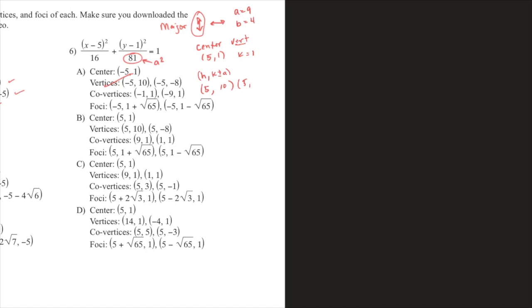and K minus 9, so 1 minus 9 is -8. And so I look down my vertices, 5, 10, 5, -8. At that point, we already know that B is the answer because it's the only one that has the correct vertices. These vertices aren't even close, right?